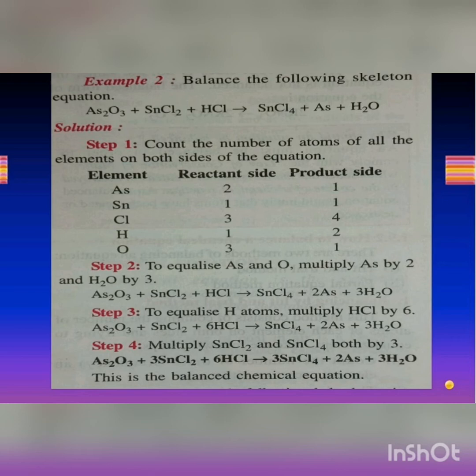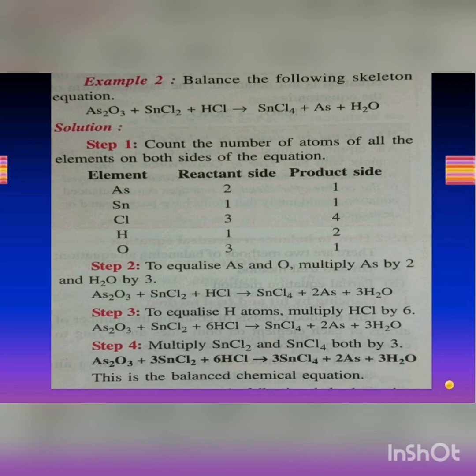Okay, so coming to the equation, first we count the number of atoms on both the sides of the equation, and we will write down just as discussed in the previous example. So we see the first element itself is not balanced. As is 2 on one side, other side it is 1. So naturally we'll have to multiply As with 2.